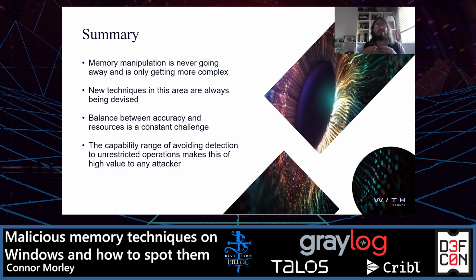But monitoring is always a fine balance between accuracy and resources. Ideally, we'd love to monitor every single memory change and be able to 100% accurately say, this is attributed to this process and these bytes are going here and all this sort of stuff. But the resources required for that are just way too high. So it's always a balancing act between the two, and you have to decide where is the best place to monitor.